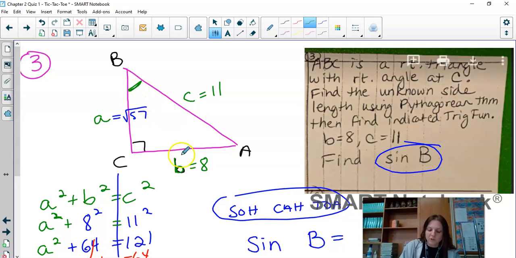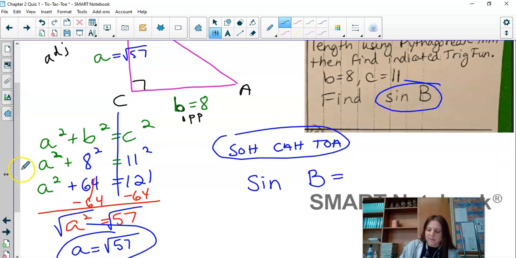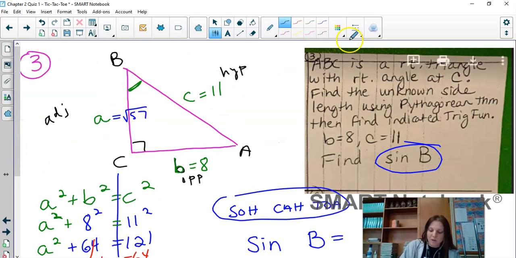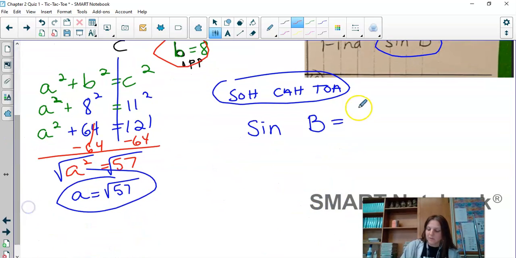Okay, so in relation to angle B, this side down here would be opposite. We have the hypotenuse, that's always your longest side, the one opposite the right angle, so this would be adjacent. We are looking for the sine. The sine is the opposite over the hypotenuse. So you can see that we have that information. The opposite is 8, the hypotenuse is 11, so we're going to write 8 over 11, and that would be our sine value.